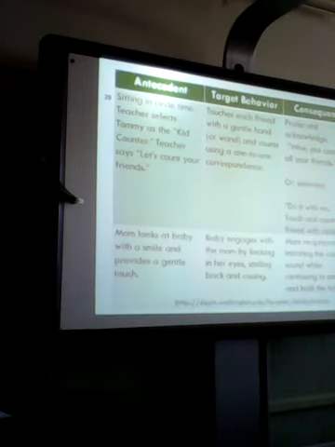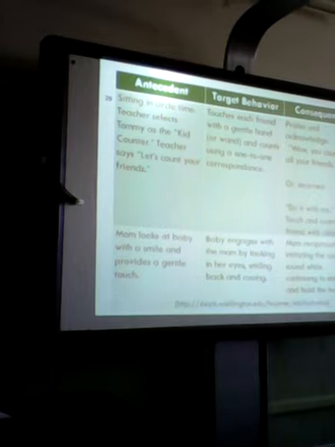So here are some more examples. We have two different kids here. In this first example, the antecedent is sitting in circle time. Teacher selects Tommy as the kid counter. Teacher says, let's count your friends. The target behavior they're looking for is that he touches each friend with a gentle hand or wand and counts using one-to-one correspondence. And the consequence for doing that is that he gets praise.